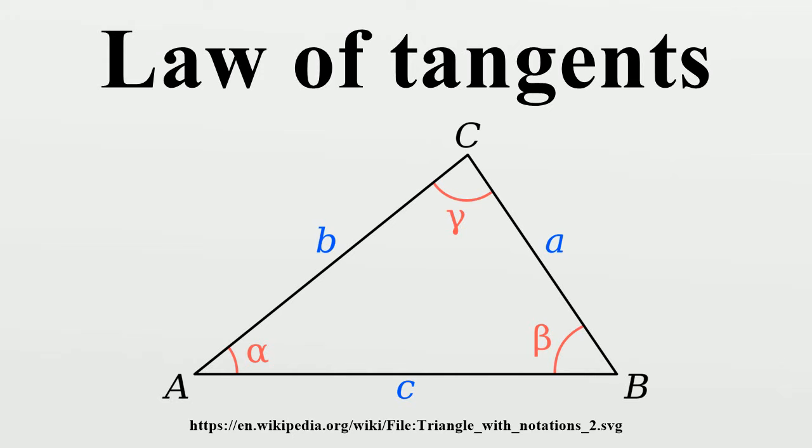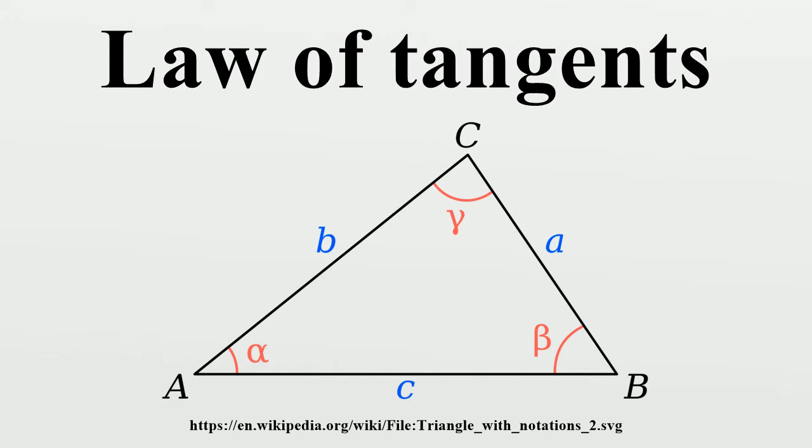Application. The law of tangents can be used to compute the missing side and angles of a triangle in which two sides a and b and the enclosed angle gamma are given. From this one can compute alpha minus beta, together with alpha plus beta equals 180 degrees minus gamma. This yields alpha and beta. The remaining side c can then be computed using the law of sines.